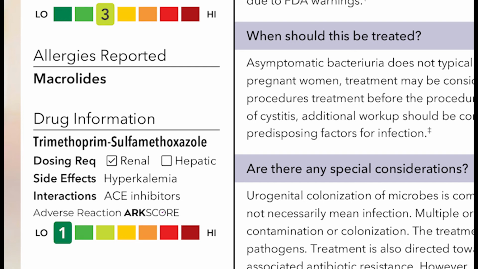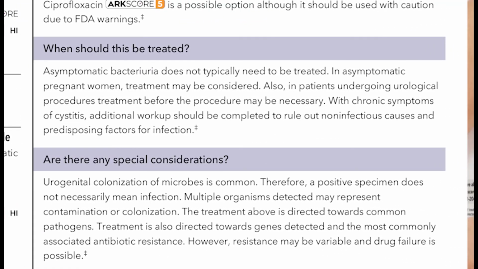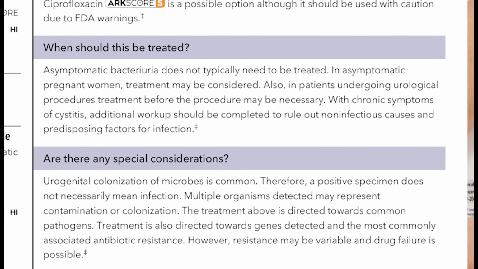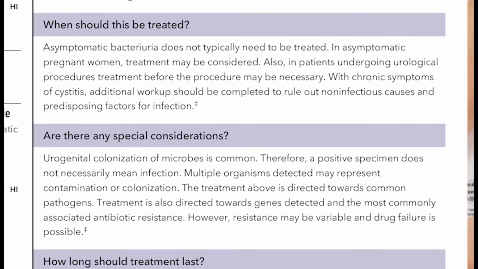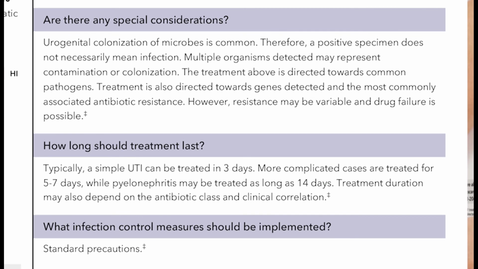We also list some common side effects and common drug interactions that will be useful for the provider when using this medication. Now, shifting back over to the center of the page, after you see the alternative treatments, we have several other paragraphs which give key points and educational information to the provider on when these types of infections need to be treated, what special considerations there are, and how long treatment should last. For example, if the provider is not treating a urinary tract infection but something more complex like pyelonephritis, we have information pertaining to that as well.